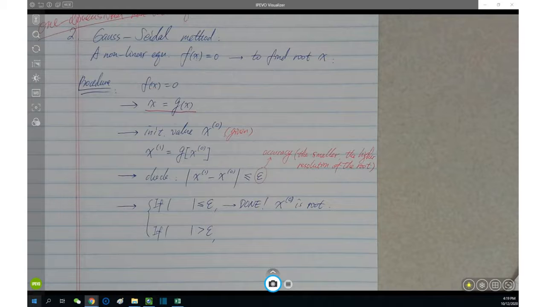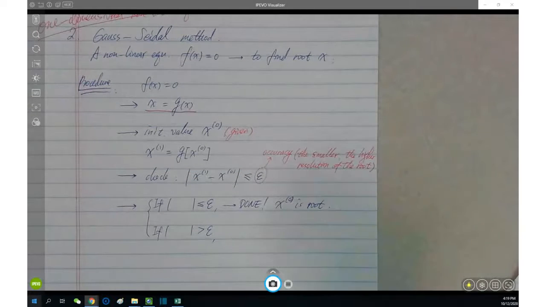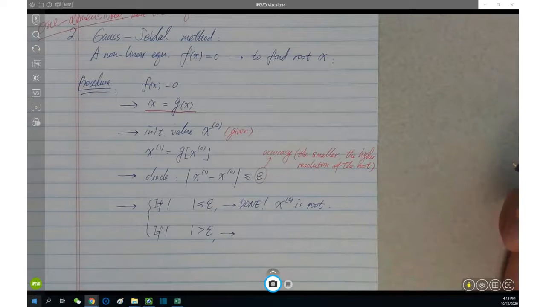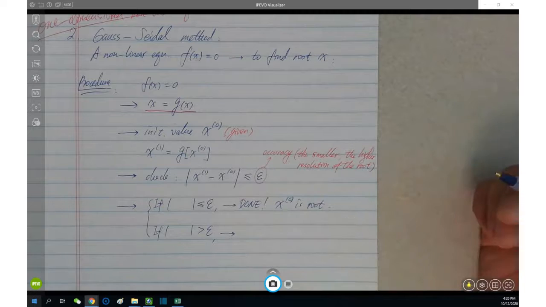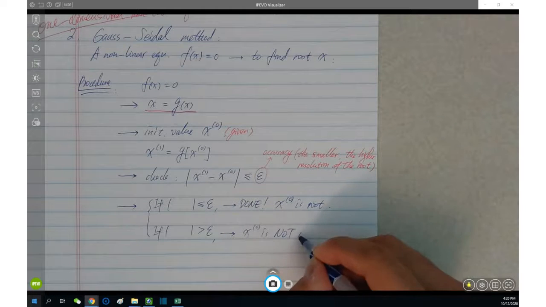Of course, it's almost impossible, right? If the first step turns out to have the initial value as the root, well, we'd better go buy some lottery tickets. Nine out of 10, or basically even 10 out of 10 cases, it's not true yet. So the difference between the first step and the initial value is greater than epsilon. Not done yet. We know the initial value is not the root yet.